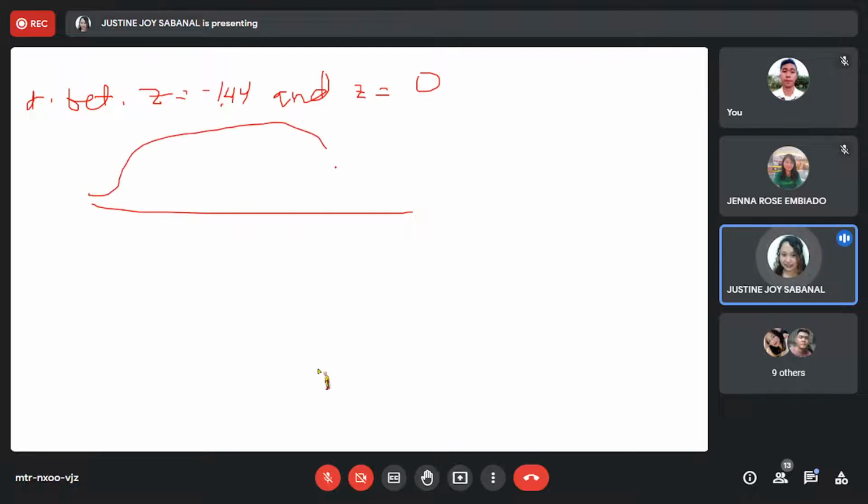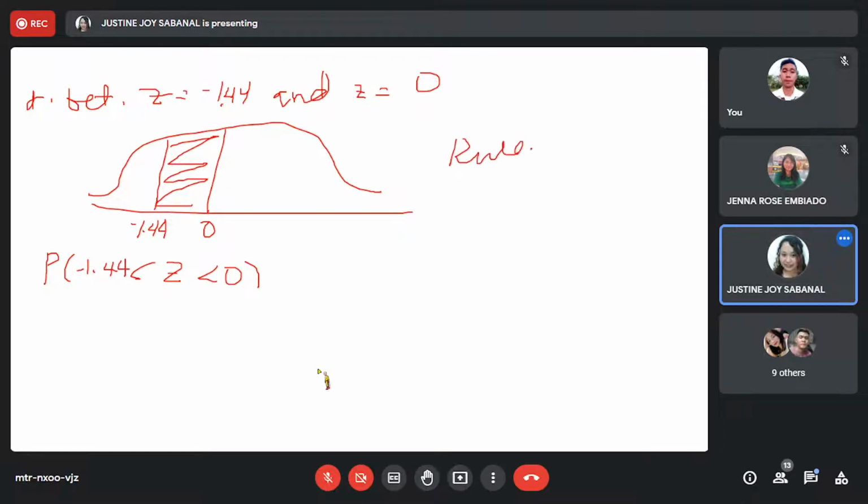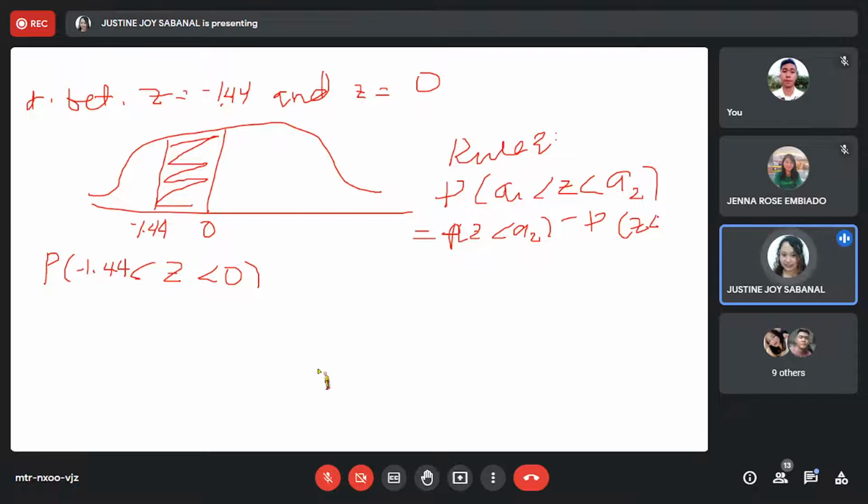So the way we represent this, so nataon lang na 0 yung value dito. So 0 tapos yung negative value, yung isang z natin, nandun sa kaliwa. So ang sasadan nyo, pagitan ng negative 1.44 and 0. So this is written as probability of z greater than negative 1.44 but less than 0. So applying rule number 3, probability of z greater than a sub 1 but less than a sub 2 is equivalent to probability of z less than a sub 2 minus probability of z less than a sub 1.